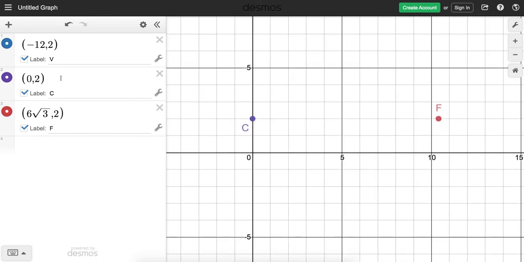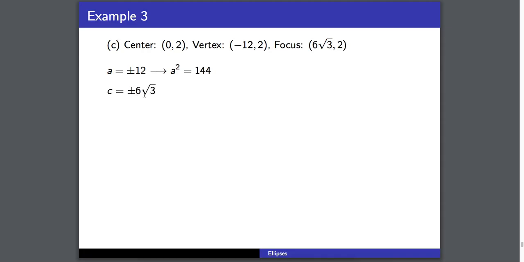And we also have our distance from our center to our focus point. The distance from our center at 0, 2 to our focus point, 6 square root of 3, 2, is 6 square root of 3. So the value of c is 6 square root of 3. Again, you don't have to worry about the plus or minus. When we square that, we get 6 square root of 3 times 6 square root of 3, which is 36 times 3, which is 108. So c squared is 108.